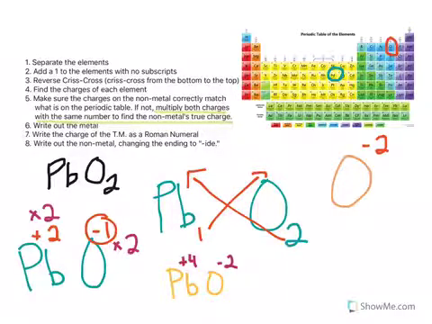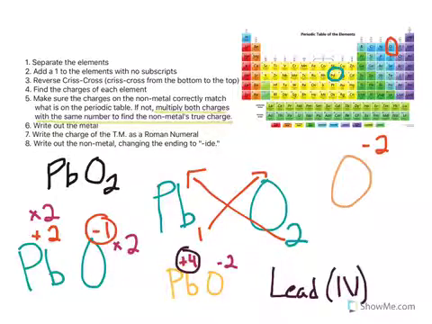Now let's actually write out the name. I look at Pb and I find lead. I write the charge of the transition metal with a Roman numeral. It is +4, so it's just IV, in Roman numerals. And then oxygen, remember, becomes oxide. That's it.